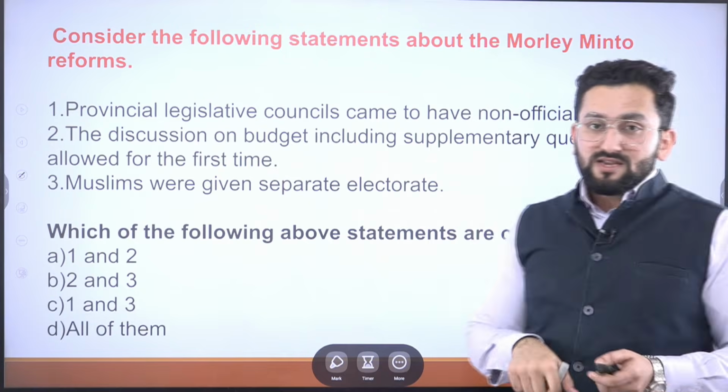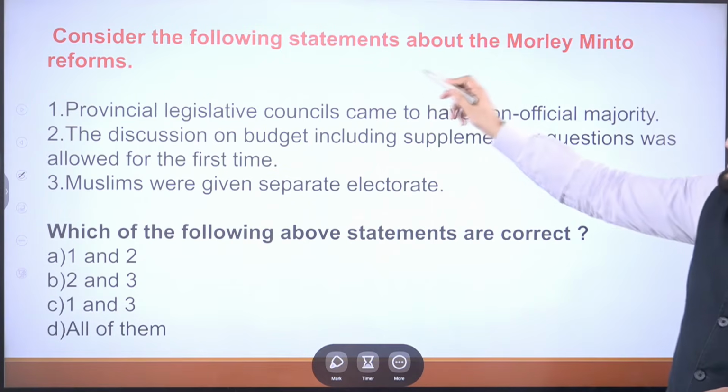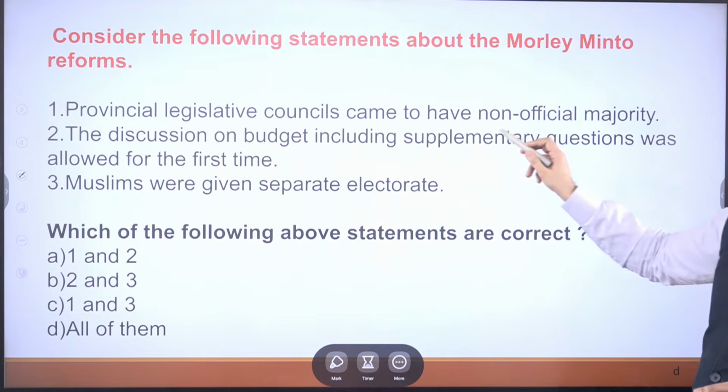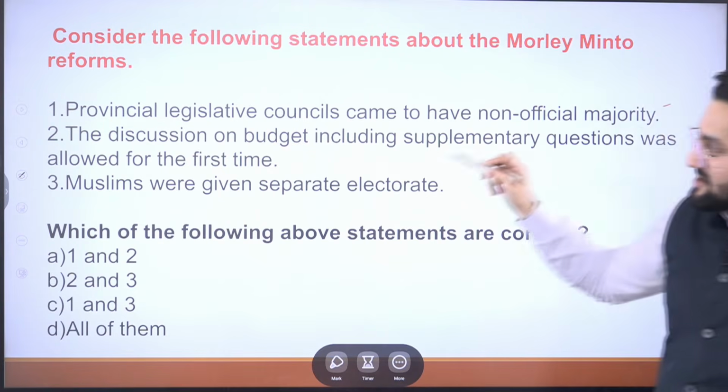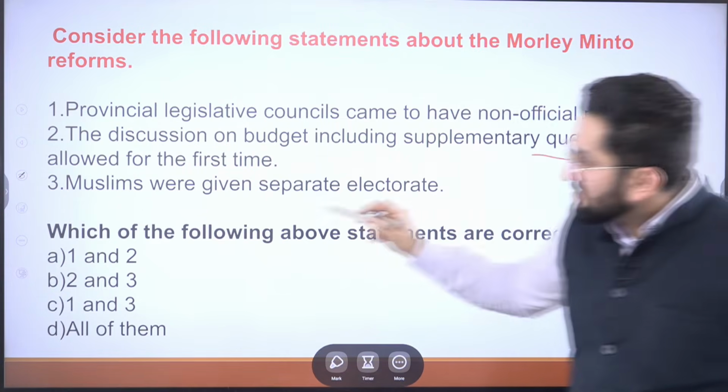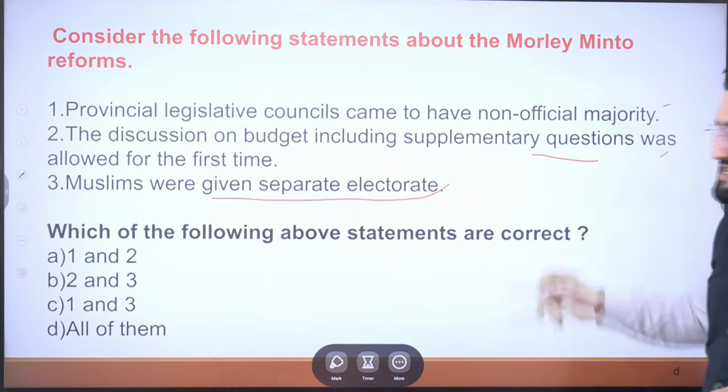Now, just check out this question. Consider the following statements about Minto Reforms. Provincial Legislative Councils came to have non-official majority. The discussion on budget, including supplementary questions, was introduced. For the first time, Muslims were given separate electorate.